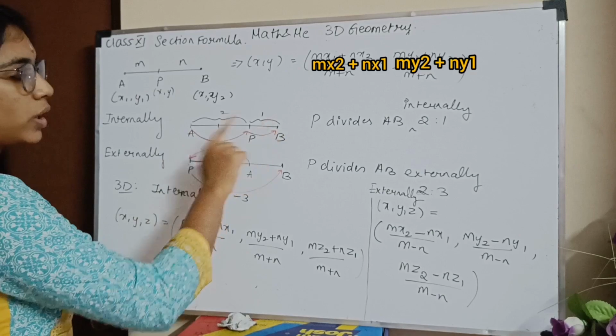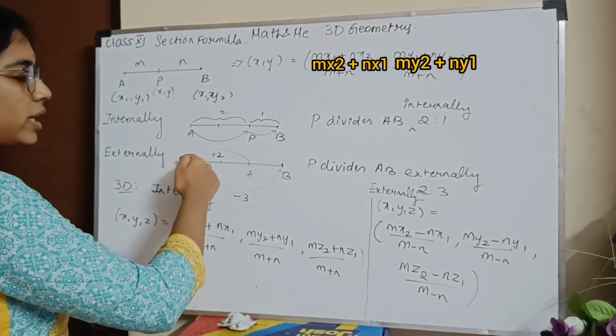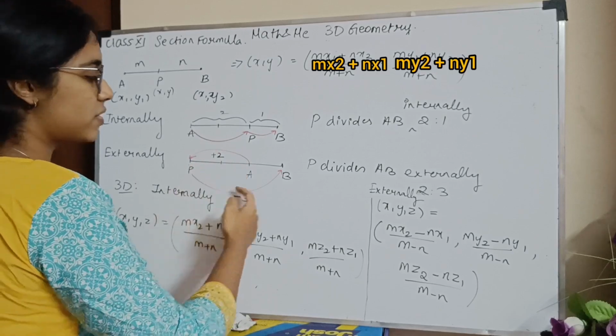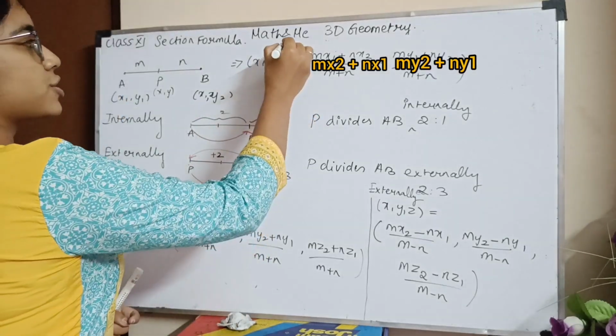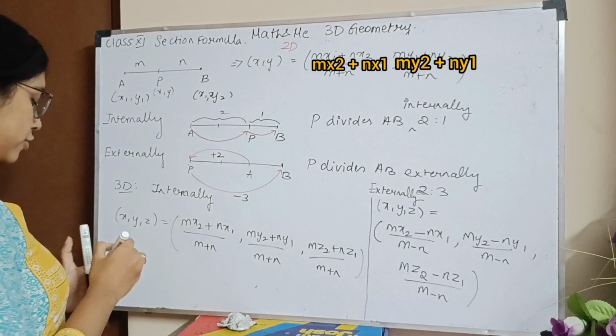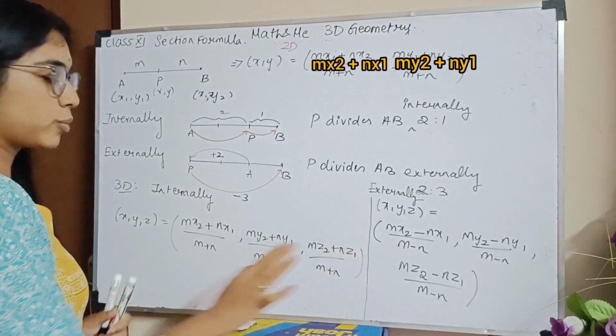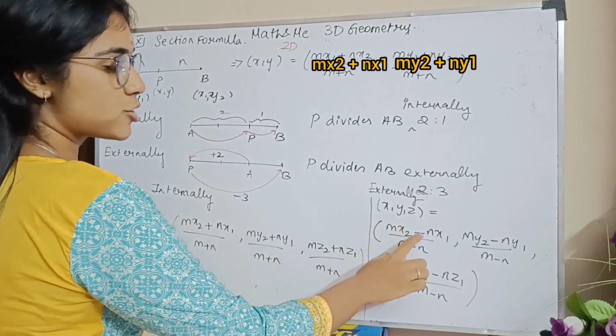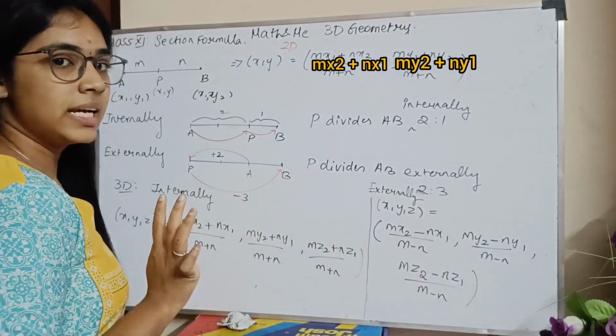Internally, we go in one direction. Externally, we go in one direction and then move in the opposite direction. So one direction is positive and the other is negative. This is your formula for 2D and this is your formula for 3D. In the formula we are going to use, internally it is (mx2 + nx1) divided by (m + n), and externally it is (mx2 - nx1) divided by (m - n).